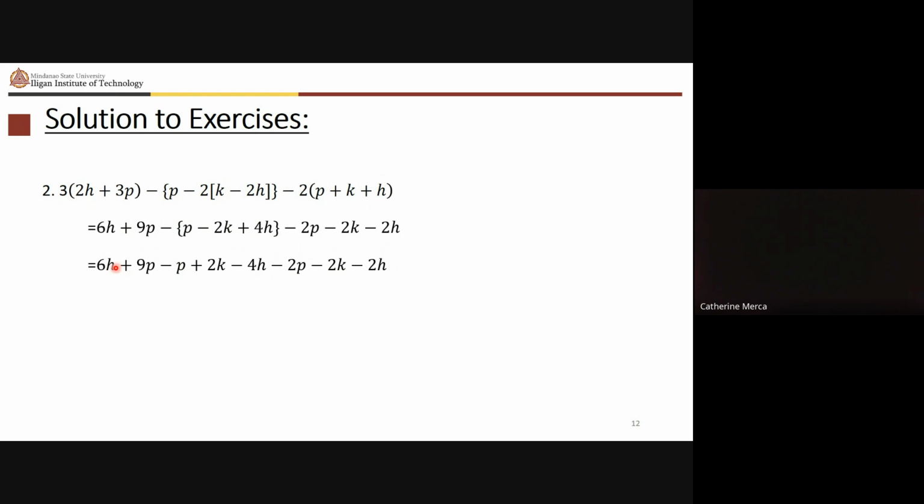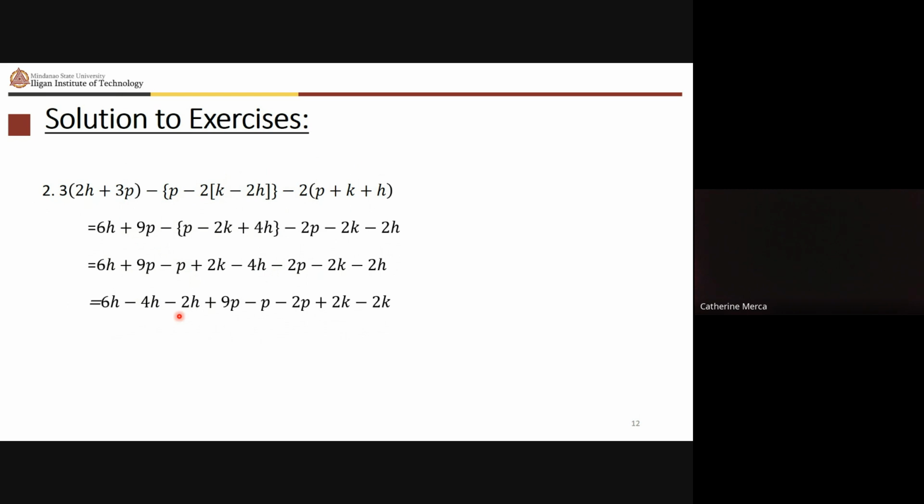6h minus 4h, that should give you 2h. 9p minus p, that's 8p. Minus 2p is 6p. And then, just for the k, you have plus 2k minus 2k is 0. So this is what we have.